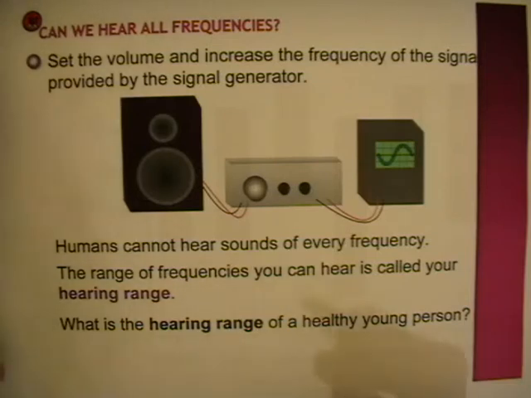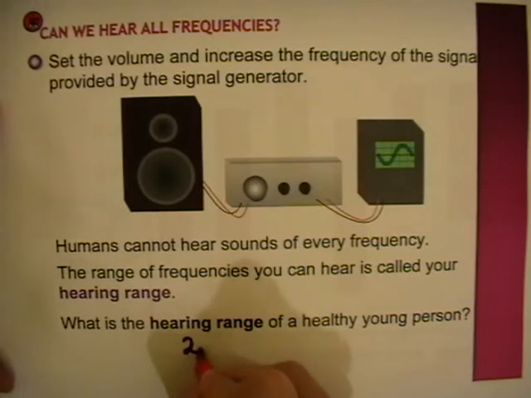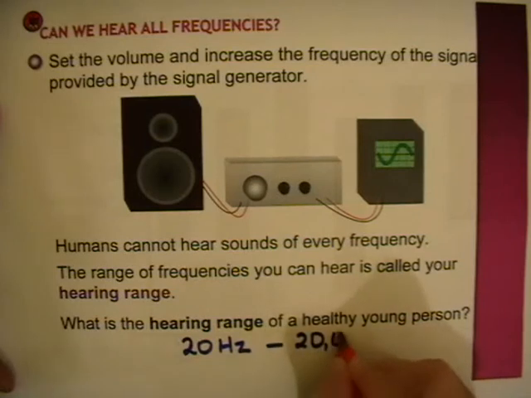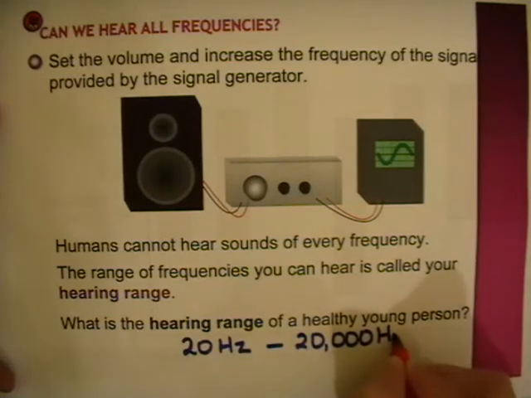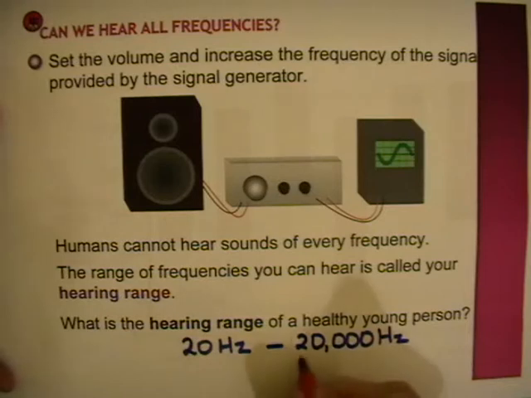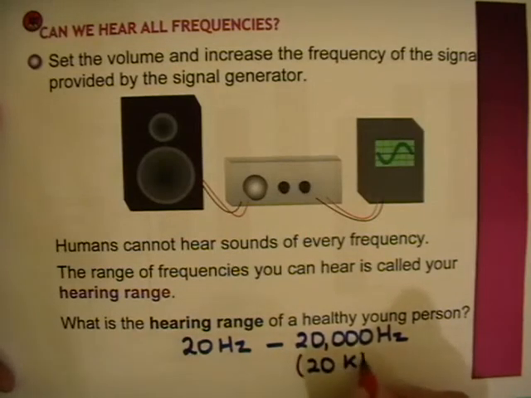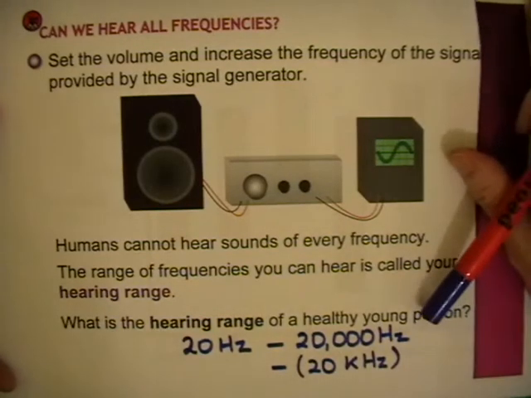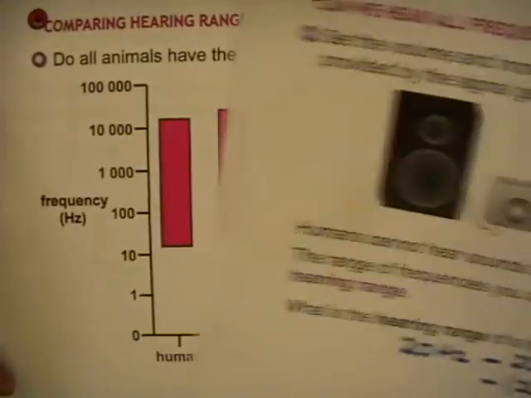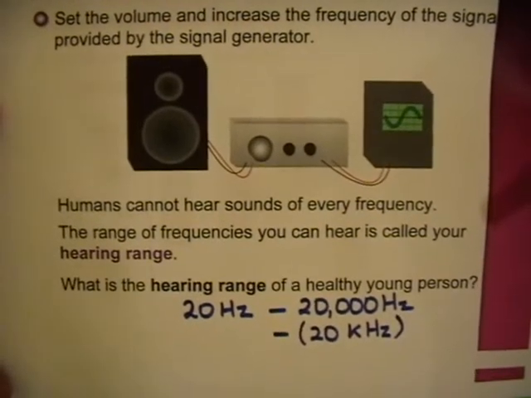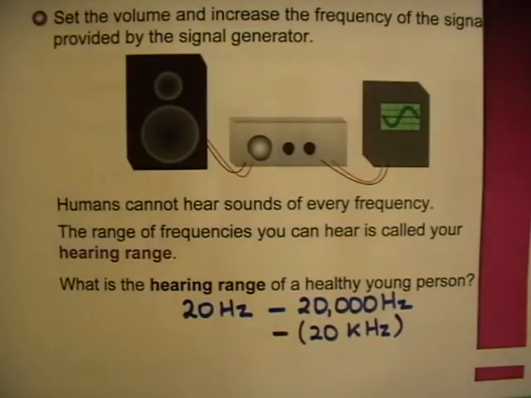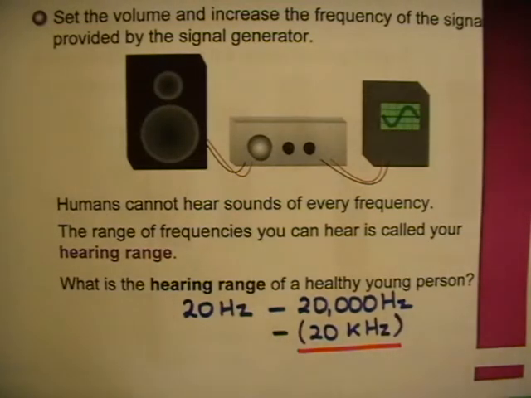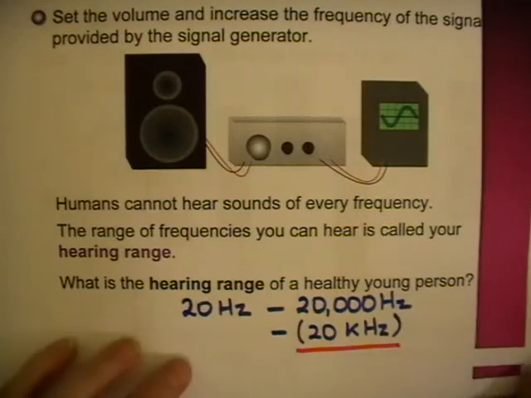The hearing range of a healthy young person is approximately 20 Hz to 20,000 Hz, and that's very often shortened to 20 kHz. So 20 to 20 kHz, and that's a healthy young person. Now, as you get older, that range of frequencies decreases. In particular, it's the higher pitched frequencies here which will decrease for someone who's older, and they won't be able to hear just as high as 20 kHz.